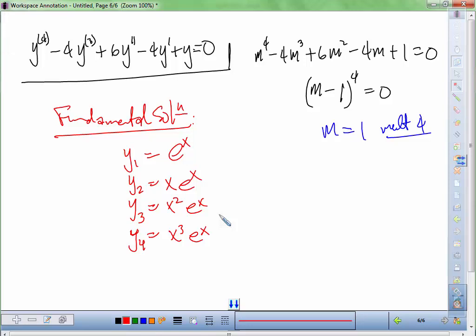You string this up as a linear combination, and then you have your general solution. Okay? So if you have more multiplicity, just throw in an extra x in there.